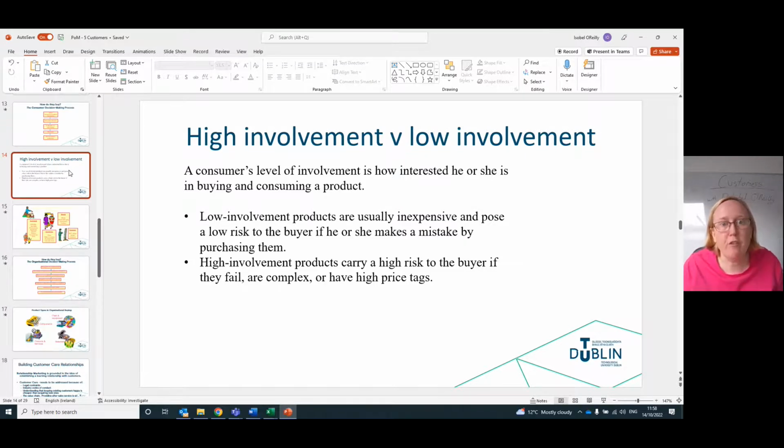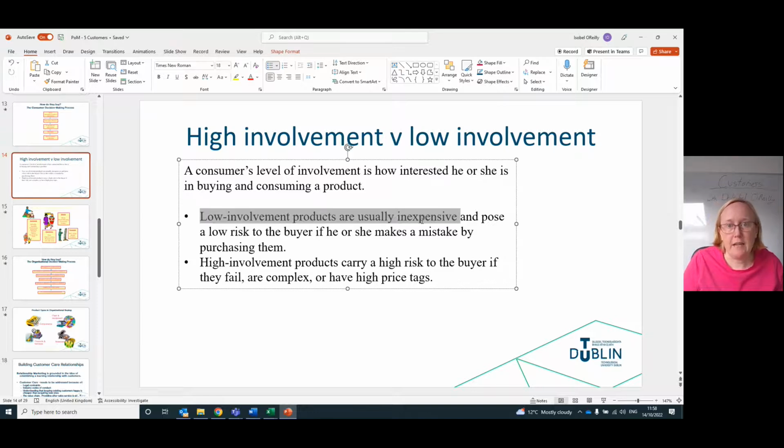So the low involvement products are typically inexpensive, they're typically cheap, but they also are things that pose a low risk to the buyer if you make a mistake. So it doesn't matter if it's a good or bad decision. The wrong shampoo, it doesn't feel that nice or doesn't smell that nice, meh. You'll just buy a different one next time. Maybe you'll remember not to buy this one again. That's about the size of it.